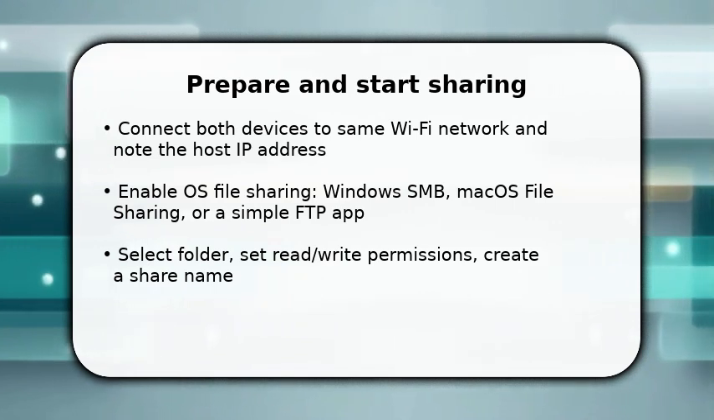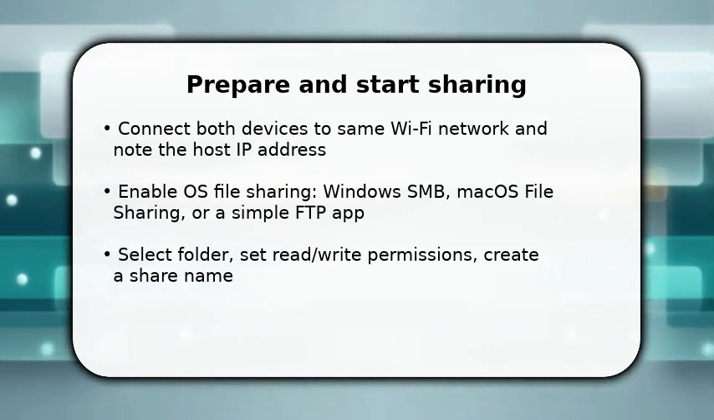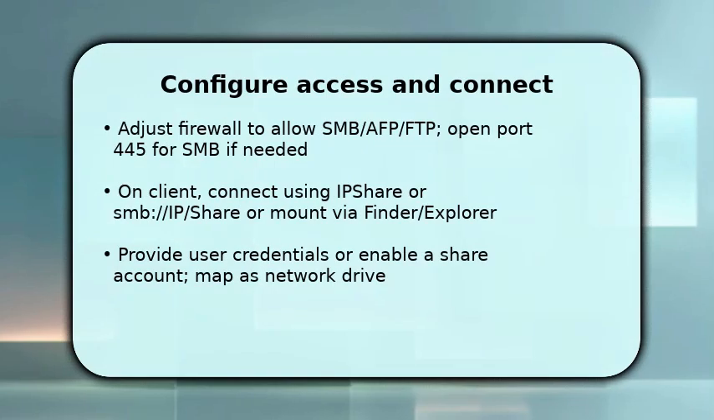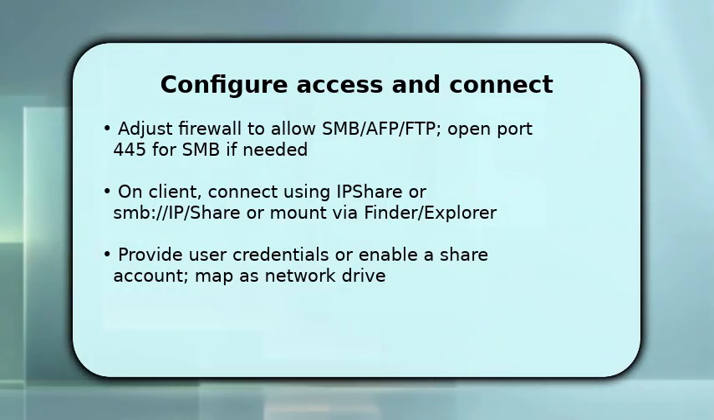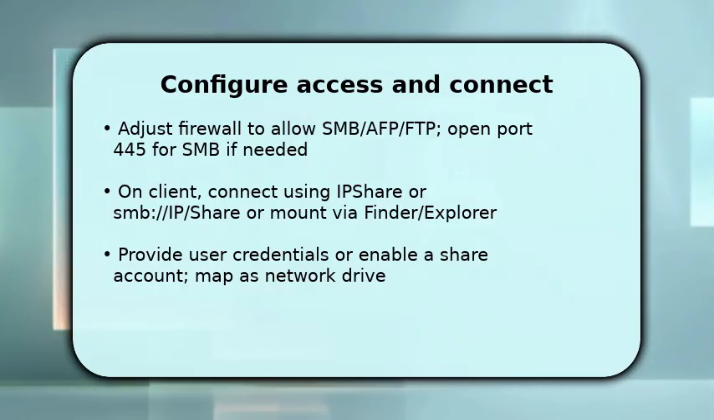Now configure access. Make sure the host firewall allows the chosen sharing protocol and open the SMB port if required. This permits clients to see the share. On the client device, connect using the network path, \IP\share in Windows or SMB://IP/share in Mac OS/Linux, and mount it in Explorer or Finder.